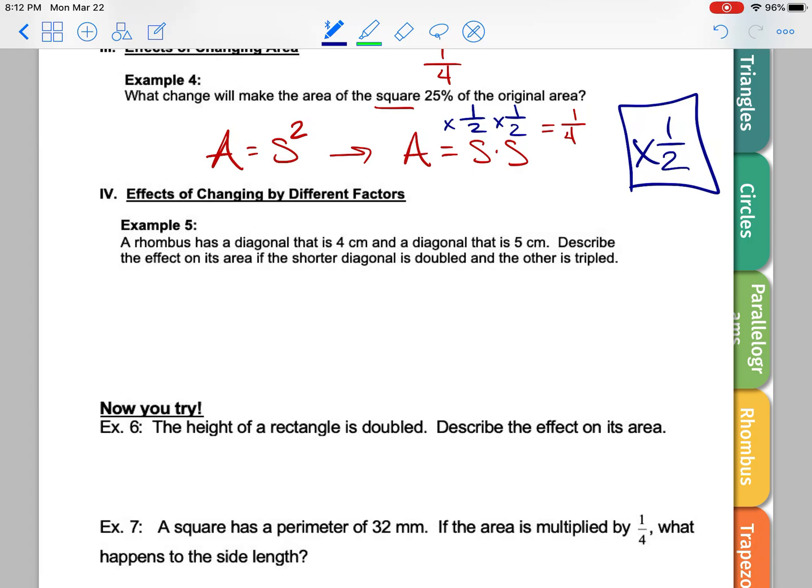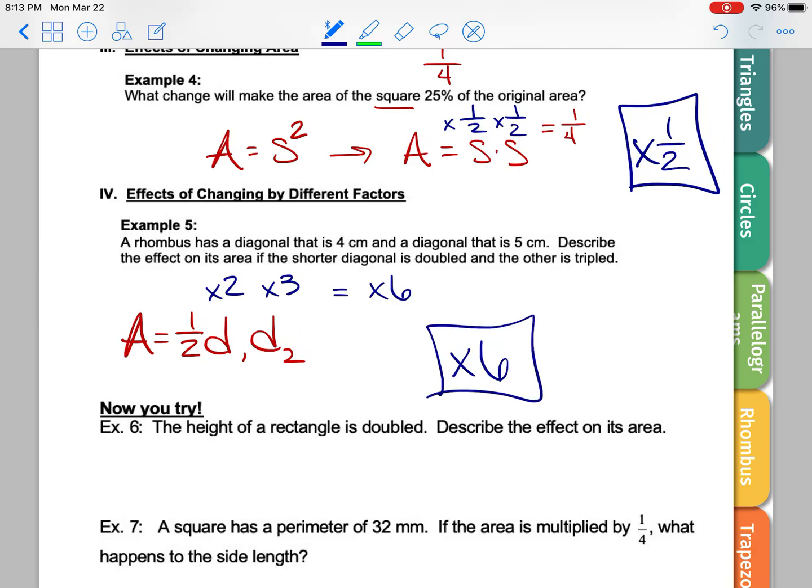All right, the next one, we have a rhombus that has a diagonal that is 4 and a diagonal that is 5. Describe the effect on the area if the shorter diagonal is doubled and the other is tripled. Well, you can work this one out and figure out the change yourself, or you can use the formula like we've been talking about. So the formula for a rhombus is area equals 1/2 diagonal 1 times diagonal 2. Well, if they want us to double one diagonal, and they want us to triple the other one, all I have to do is multiply 2 times 3, and I know that it is going to get 6 times bigger. That's all you have to do.